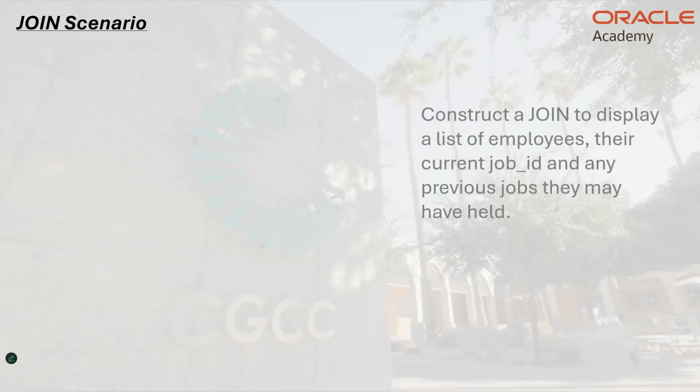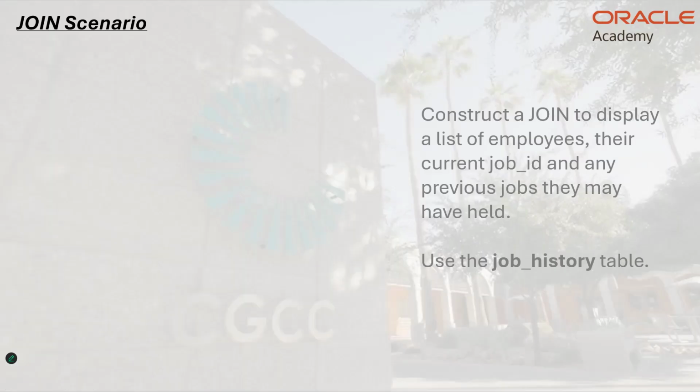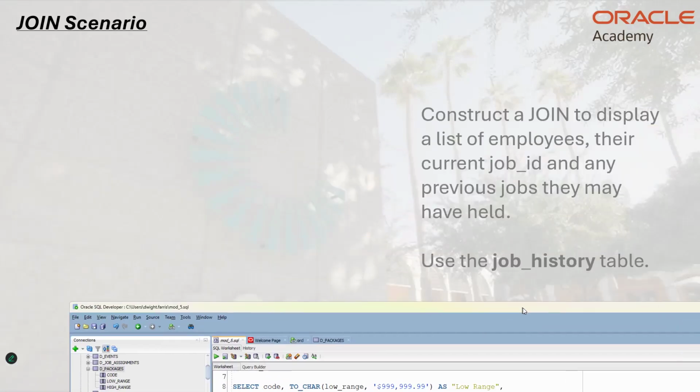All right, so here's a scenario. Construct a join to display a list of employees, their current job ID, and any previous jobs they may have held, and use the job history table. So we're all going to help create this query. We've got two tables, right? I'm not going to show you the query yet.